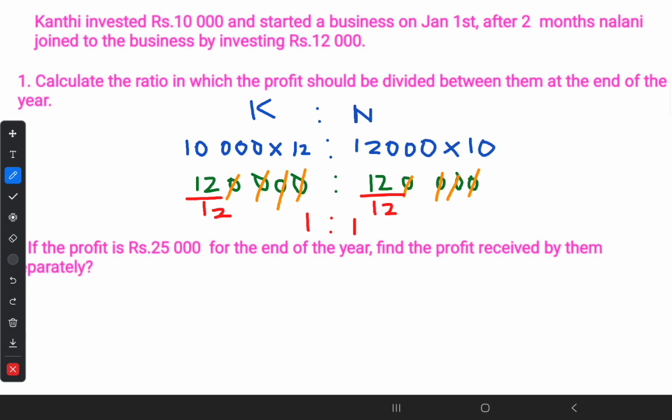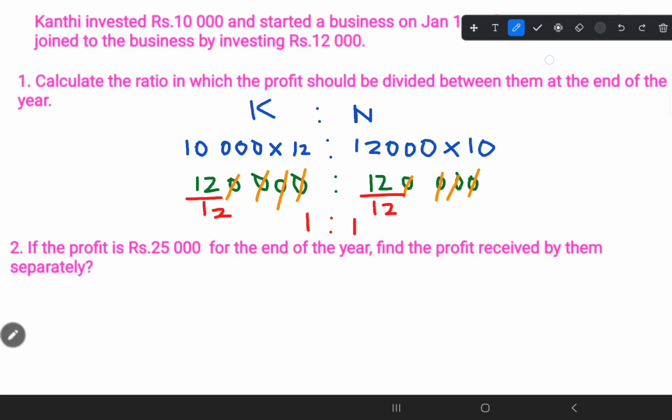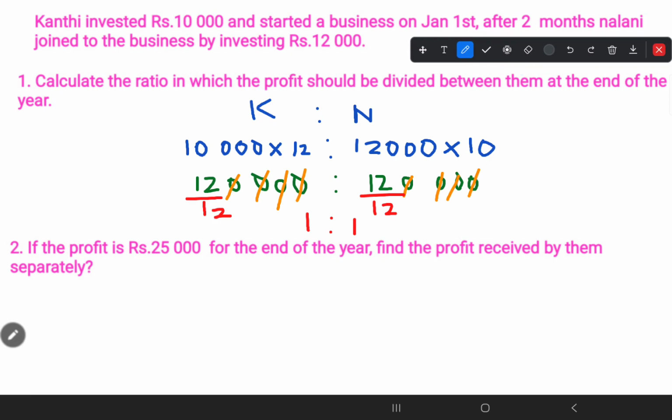Thereafter, let's come to the second question. The profit is 25,000 for the end of the year. Find the profit received by them separately. That is the question. Separately, we need to find the profits. So, Kanti and Nalini, it is 1 is to 1. Let's get the sum of terms in the ratio. It would be 1 plus 1, 2.